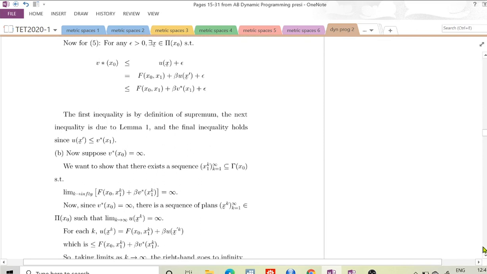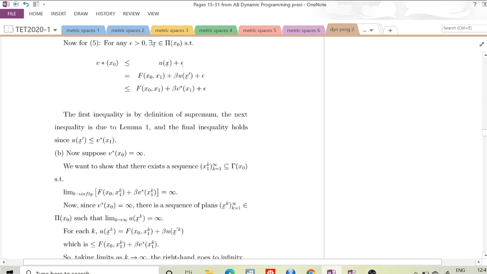So you use the corresponding inequality for the sequences problem, that v star of x naught is the sup for the sequences problem. It's a finite sup in this part of the proof. And so for every epsilon, you can find a feasible plan such that the discounted present value from the feasible plan is so close to the sup that when you add epsilon to it, this becomes greater than or equal to v star of x naught.